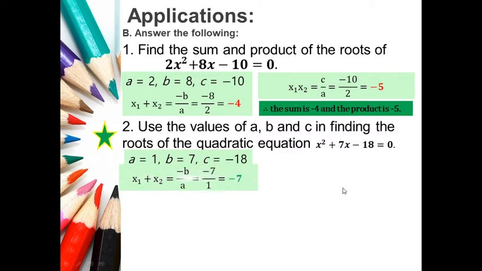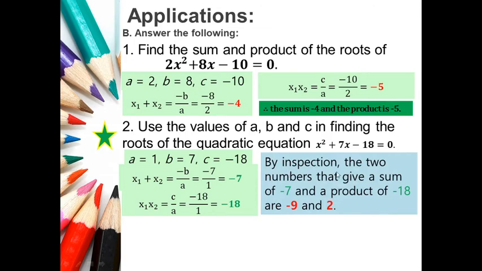So to get the sum, we have negative b, our b is 7, so we have negative 7 over 1. So let us simplify, our sum therefore is negative 7. Well, for the product of the roots of x squared plus 7x minus 18 is equal to 0, it is actually negative 18. Why? We have c over a as the formula to get the product using a, b, and c. So our c is negative 18 over 1, so that is negative 18.